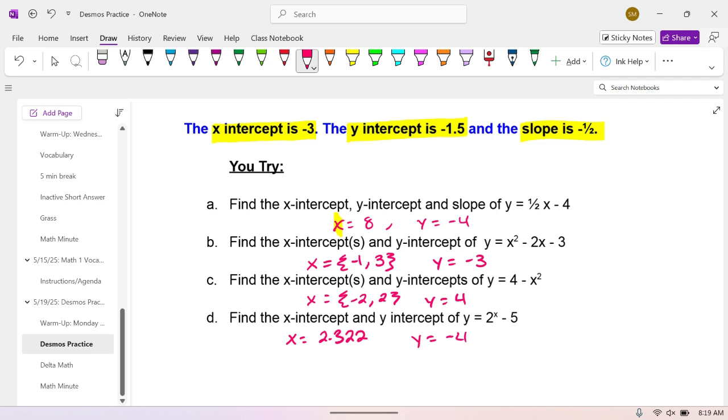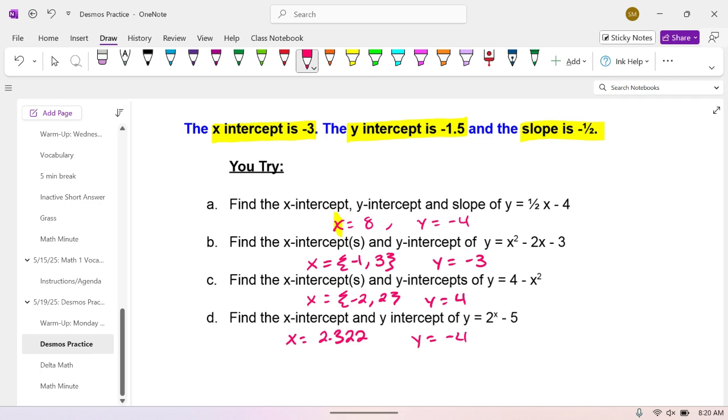Good. So X intercept is 8, Y intercept is -4. Let's go. Neely, what's the X and Y intercepts for B? All right. Olivia, X and Y intercepts for B. Good. So X intercepts are -1 and 3. There were 2. Y intercept is -3. All right. Let's go.